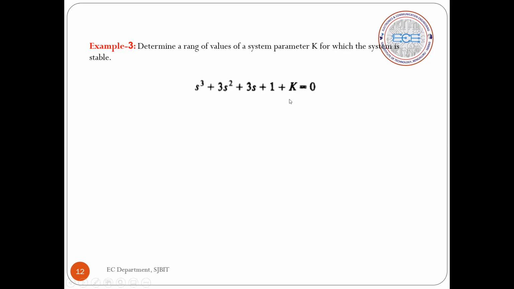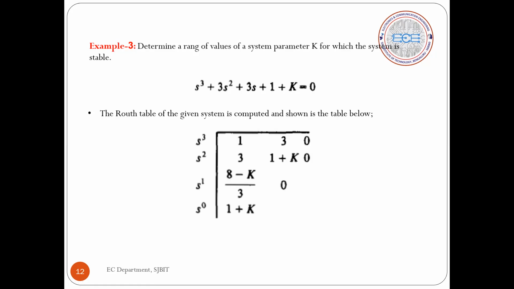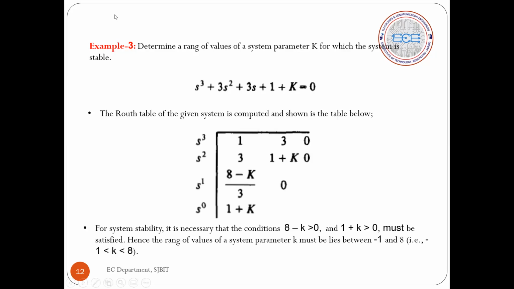and we have here a constant k. So what we have to do is find the value of k for which the system is stable. I have to now calculate this unknown value k for which the system is stable. So now we try to write the Routh-Hurwitz table. The first row and second row we will fill up according to the characteristic equation.